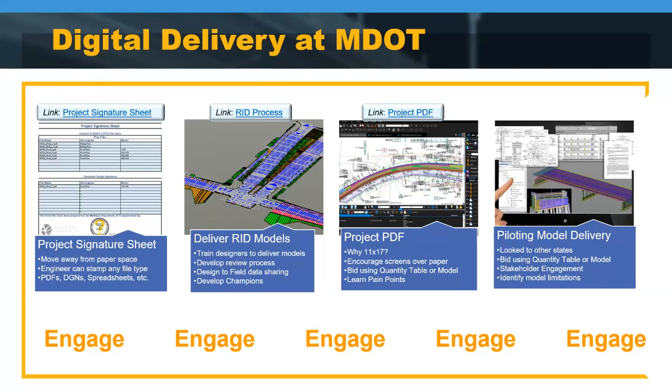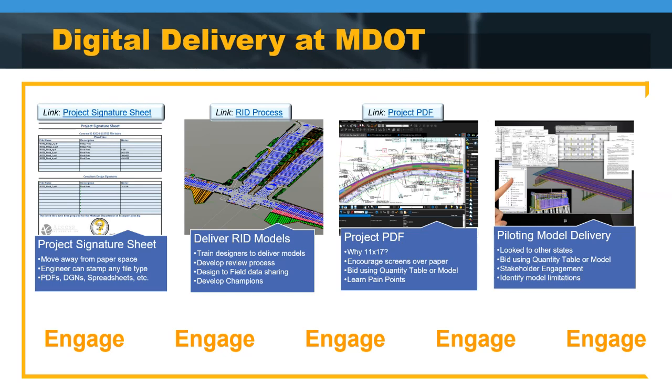So our process from getting to that 2D plan set to where we want to be with digital delivery is sort of these 4 things. We did the project signature sheet. We started delivering RID models. We moved into project PDF, and now we're piloting model delivery. So one of the first things that George brought up was how do you sign and seal these sheets? So as far back as 2000, we had e-signatures approved. So we've had this project signature sheet for a while.